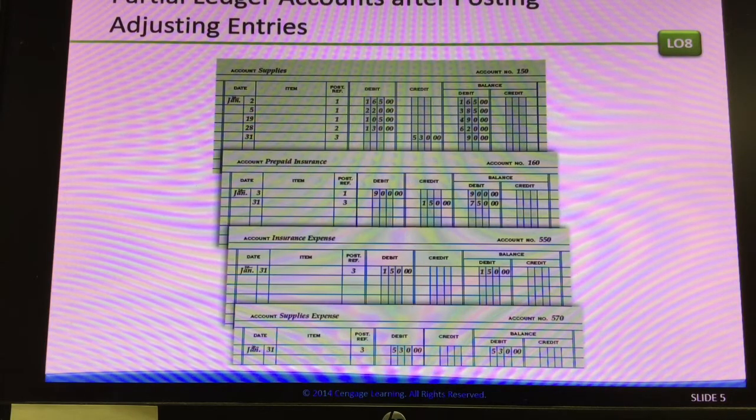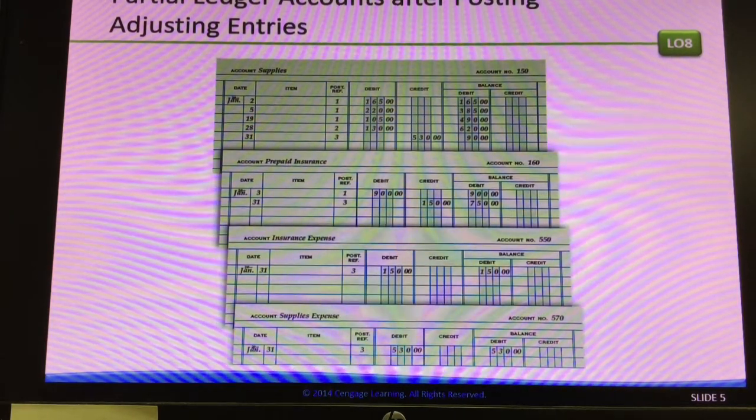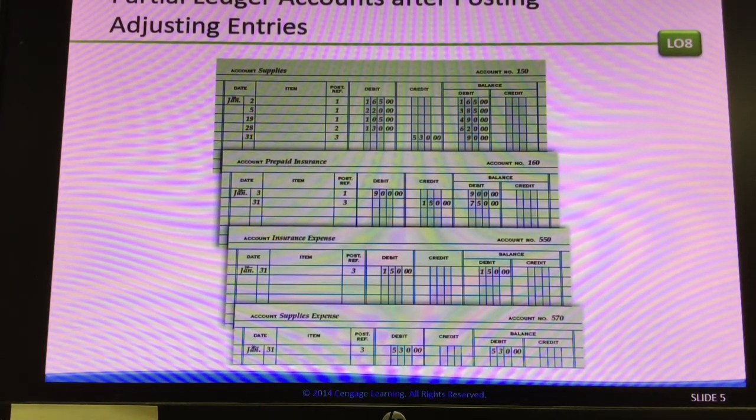Partial ledger accounts after posting adjusting entries. Once we've done our adjusting entries, we need to go back into the four accounts and adjust the balance to show the correct amount. So supplies, prepaid insurance, insurance expense, and supplies expense, all four must have the last transaction, the adjustment, recorded.